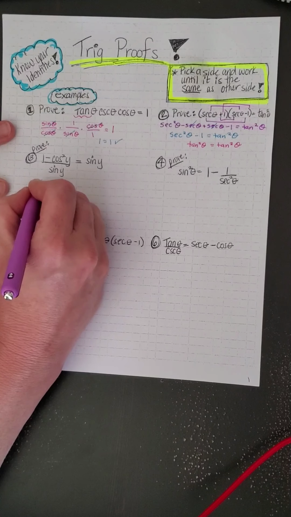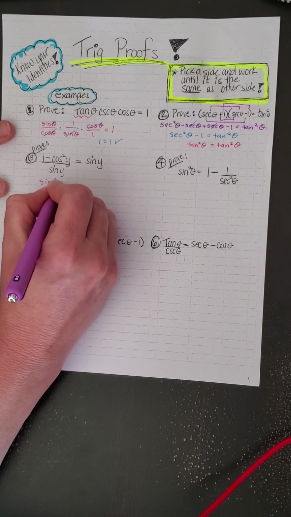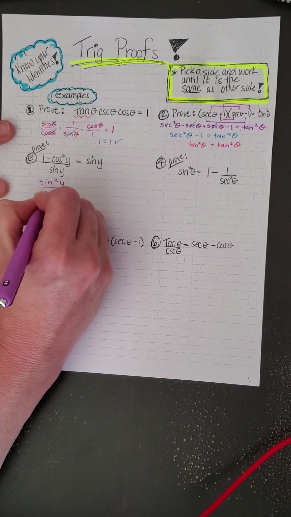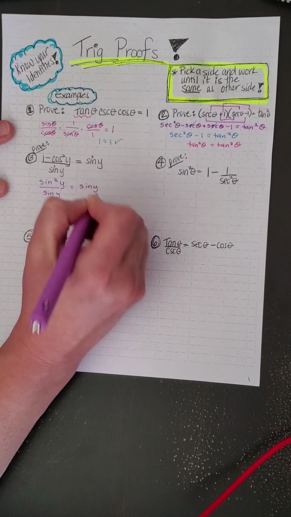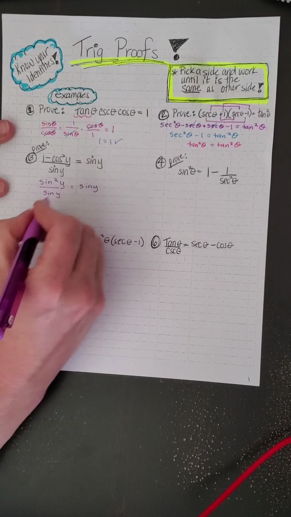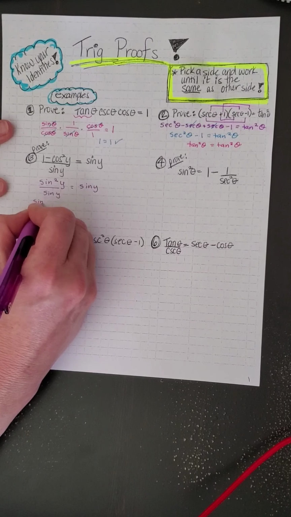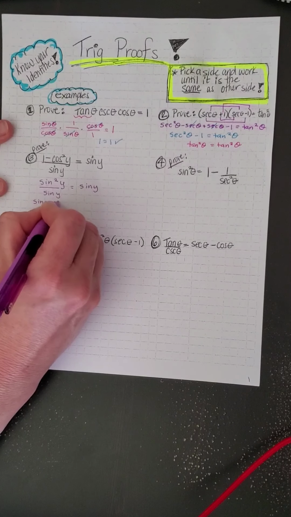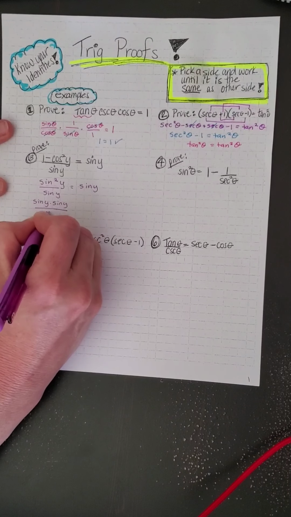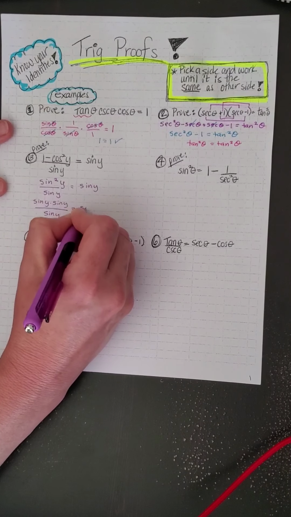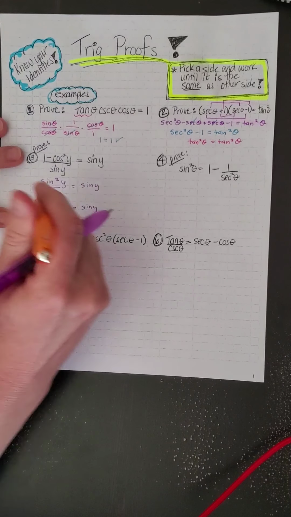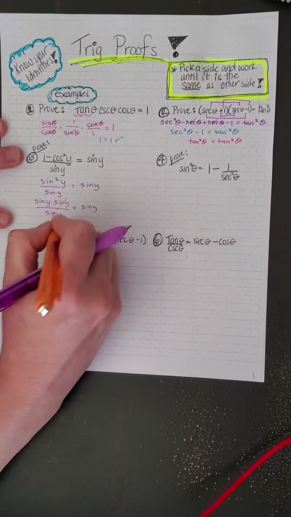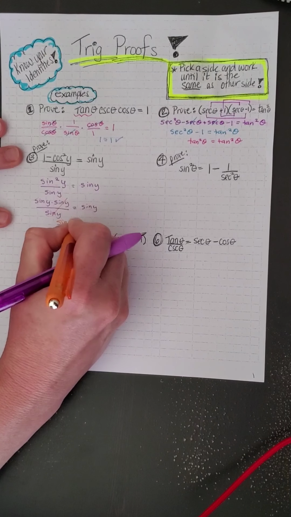So this is going to be sine squared y over sine y is equal to sine y. And then what happens is sine squared y is sine y times sine y over sine y equals sine y. And then these two, right, we can reduce out a factor. And so I get sine y is equal to sine y.